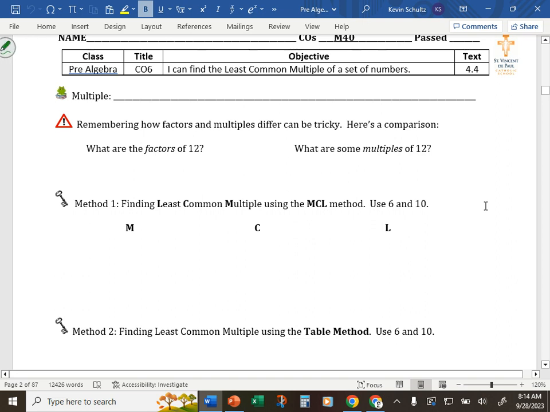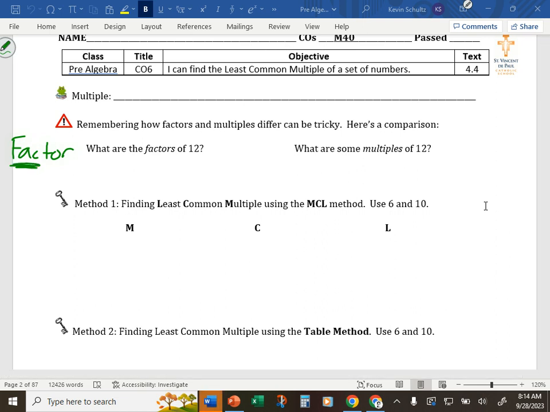We have reached the end, our final objective of Unit 1, and it's least common multiple for a set of numbers. And let's dissect multiple a bit, because when we talked about greatest common factor, I did say that factors and multiples were related, but they're different. They're oftentimes confused.